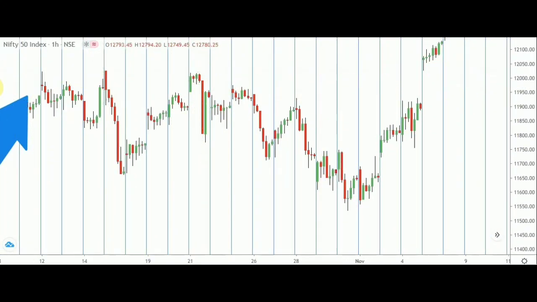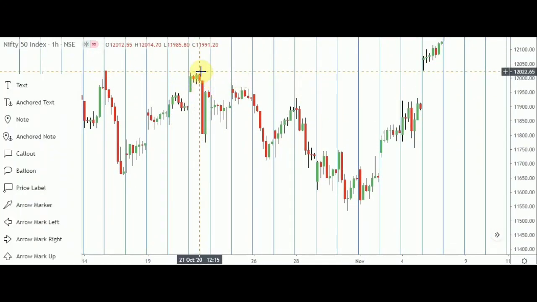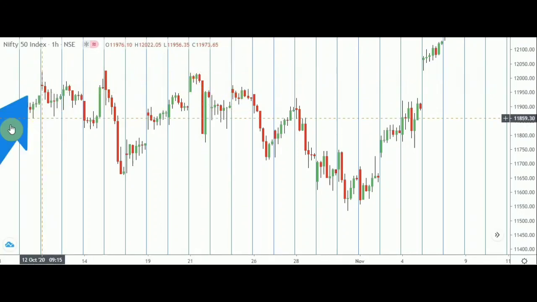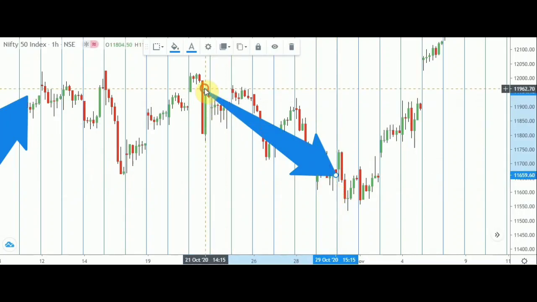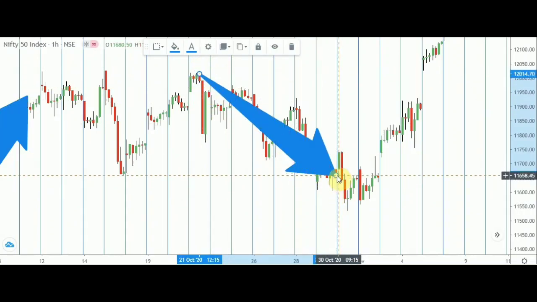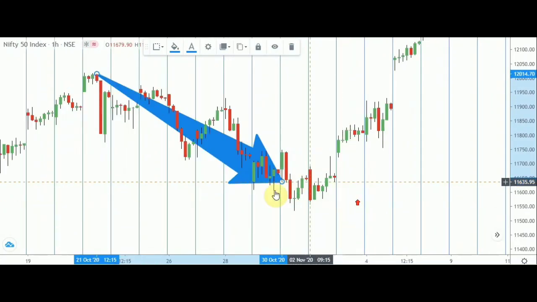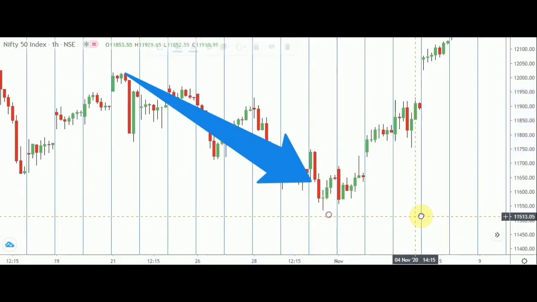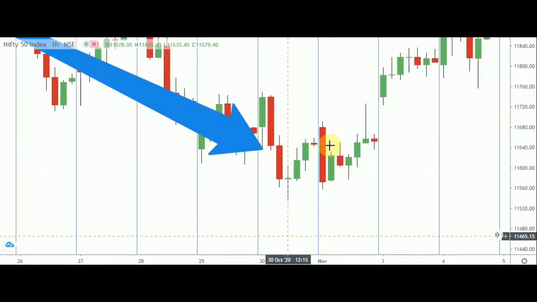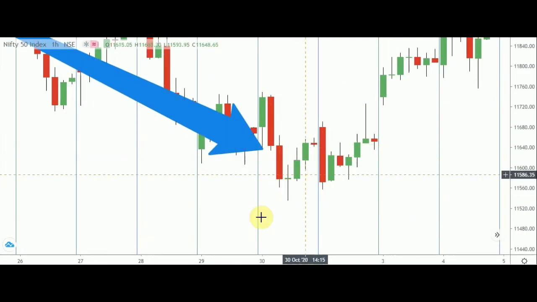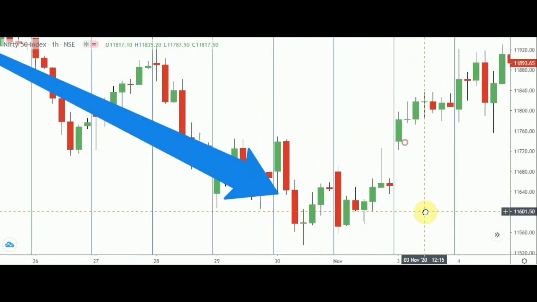You see the price from here, it came down to this particular point, correct? From here it came down to this particular point. Now see the candle here, my friend. What is this candle? Let me just zoom in a bit. What is this candle, my friend? This is a perfect doji. Just see, within 2 to 4 candles the trend reversed.